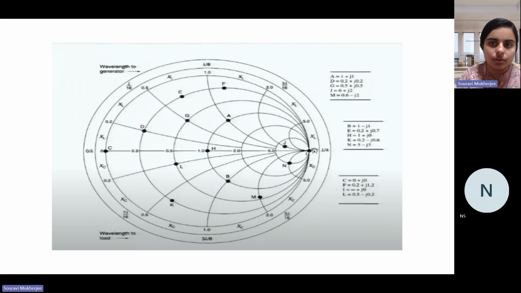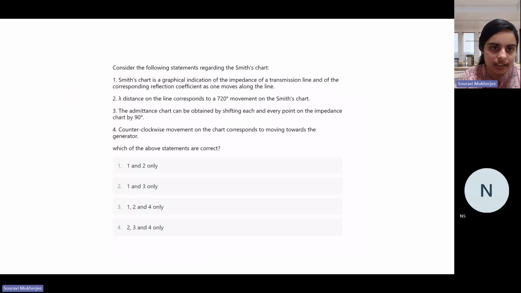So that means when you do any impedance and you do 1 by that, the reciprocal, that is actually a phase difference of 180 degrees, not 90 degrees, okay? So this is wrong.